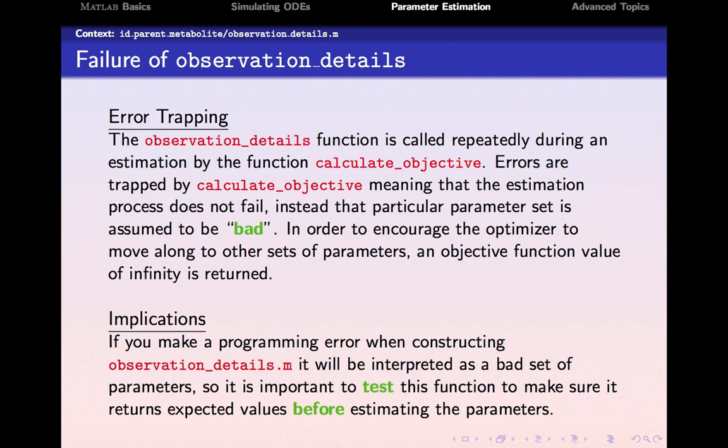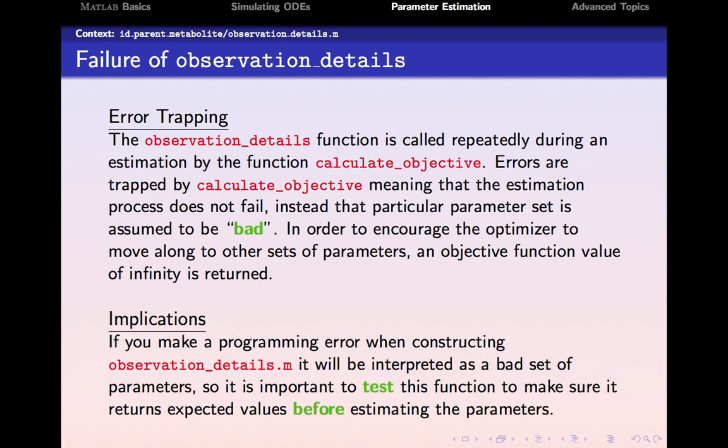Okay, now because they are routing around them, if you make a typo in observation details and observation details just dies, then what's going to happen is that the calculate objective function will keep returning infinity, infinity, infinity. Because it's written robustly, if you make a mistake, it's going to be interpreted as an objective function failure. Okay, so there are certain implications when you make a programming error. It's going to be determined as a bad set of parameters.